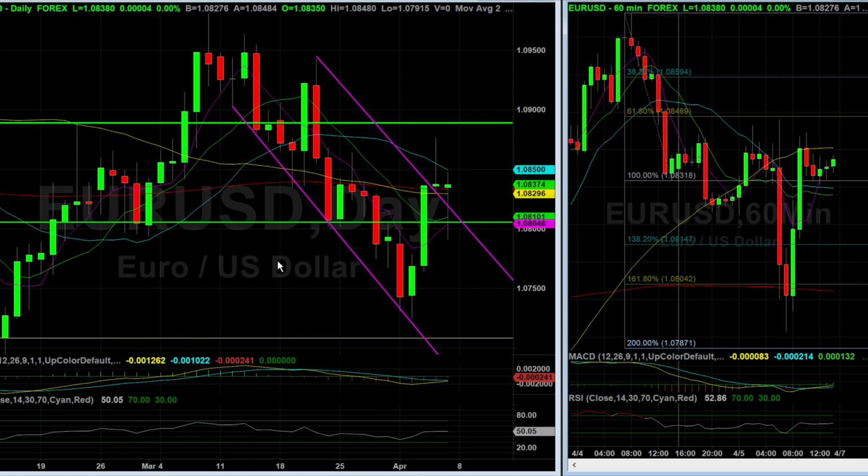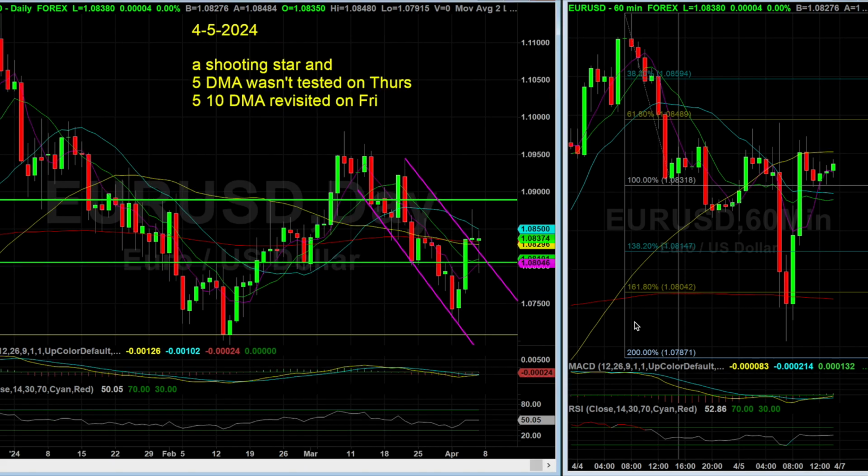So for next week, look at the trading range on the daily chart. There are support and resistance levels. The top one, this resistance should be a 1.089 level, and then the support should be 1.08 level. You have to see if it will breach either level.